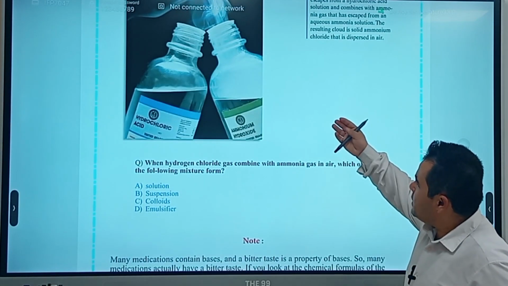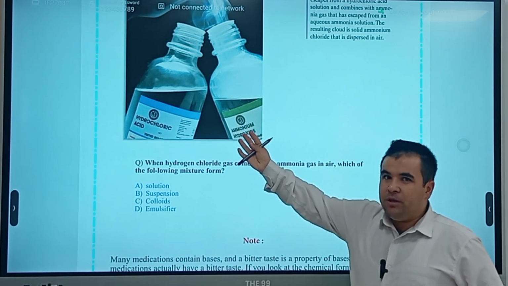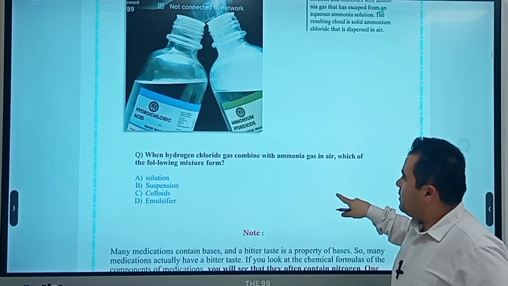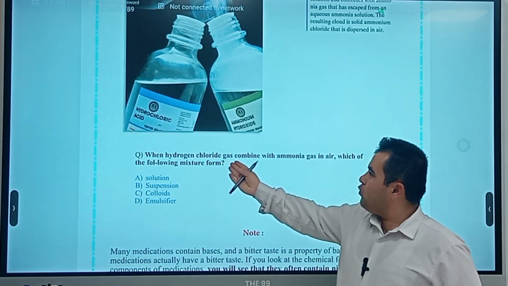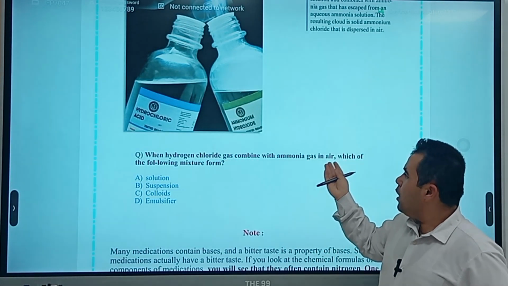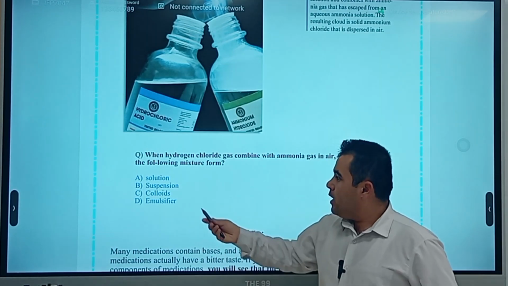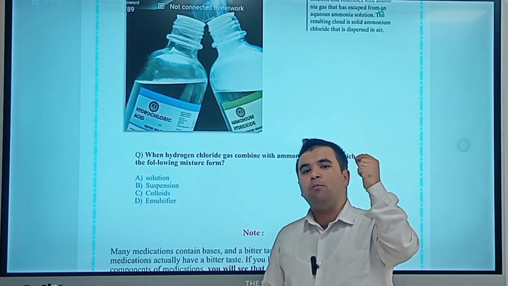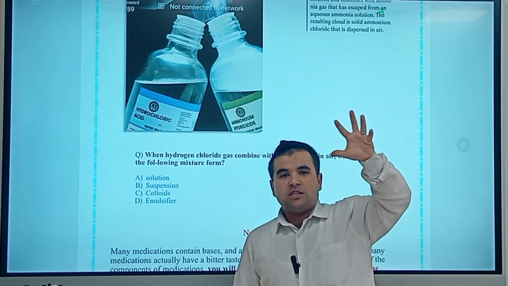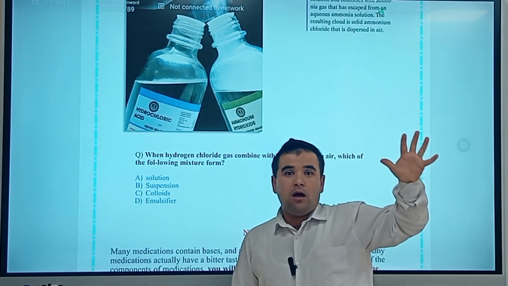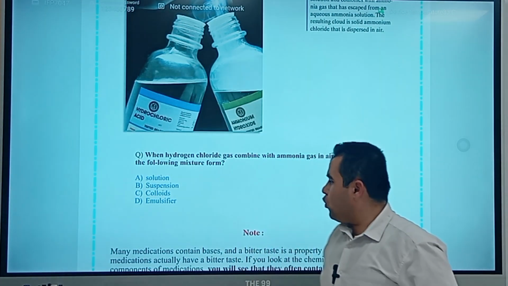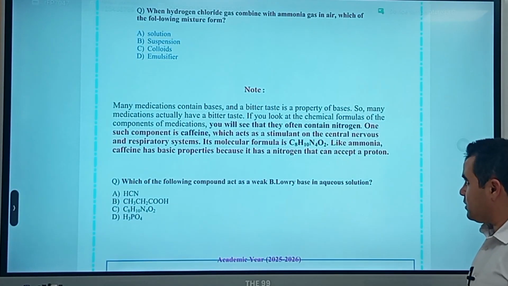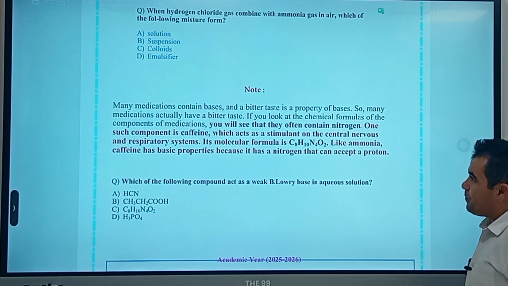And we talked about this. This is about the medium. The Bronsted-Lowry has no restriction of the medium. When hydrogen chloride gas combines with ammonia gas in air, which of the following mixtures will form? Of course, a colloid will form. Why? Because the ammonium chloride solid is suspended in the medium, the air, and then it will be a colloid. As you know, suspended particles in a medium form a colloid.